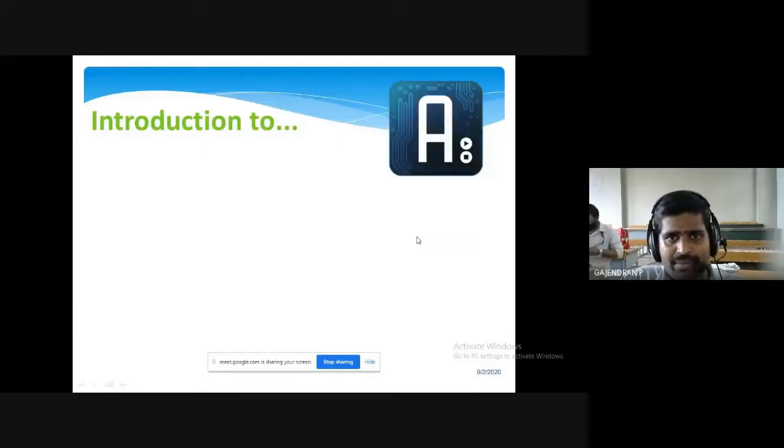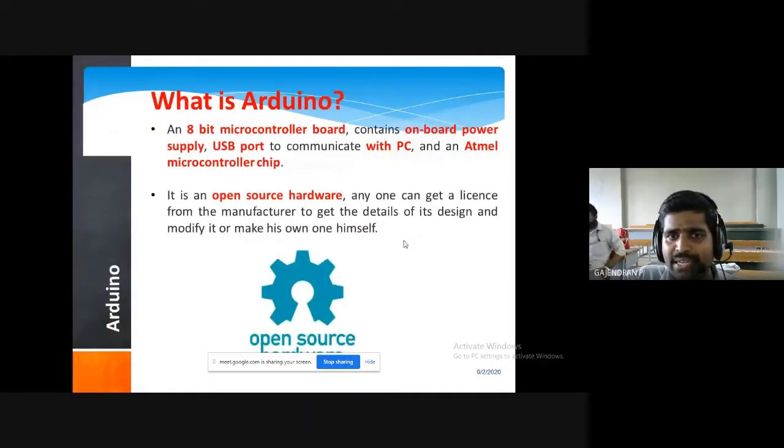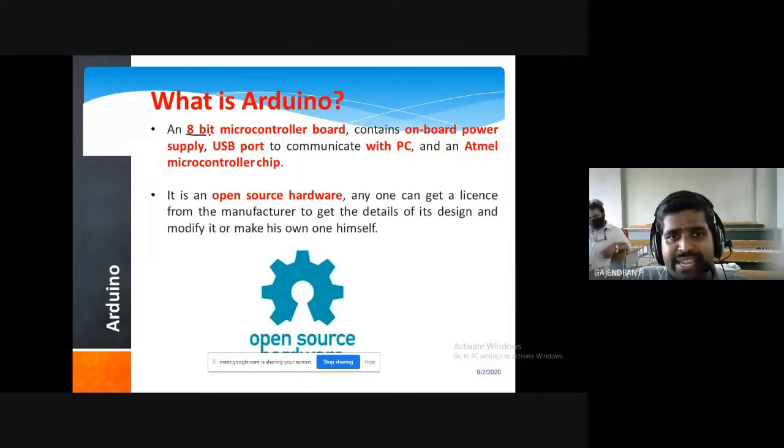Yes, very good. Now, introduction to the Arduino. Only a few points in the slide. Whatever you can list in the red mark, please make a note of it. Point number one: what is Arduino? Arduino is an 8-bit microcontroller board. Please make note of it. This 8-bit microcontroller board is called an Arduino. What are all the components available in the board?